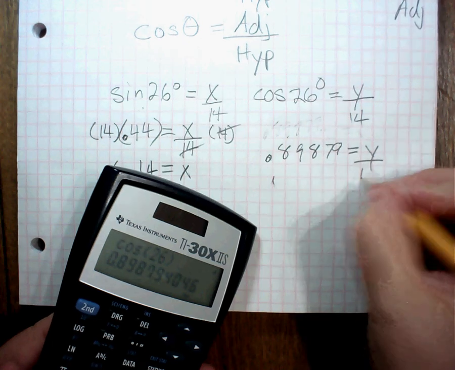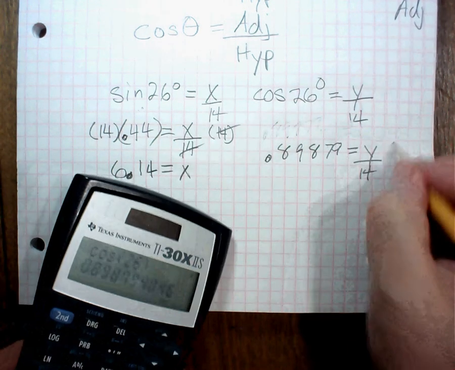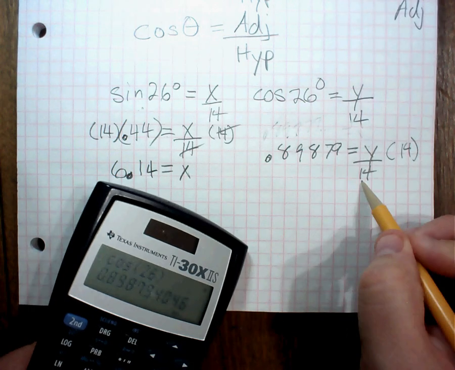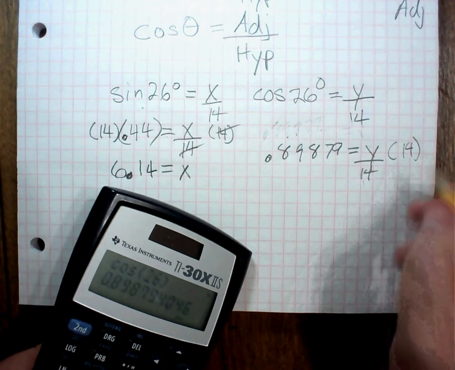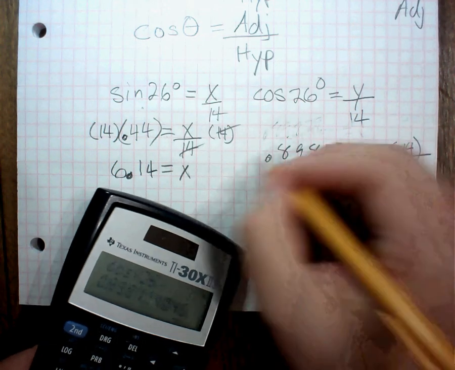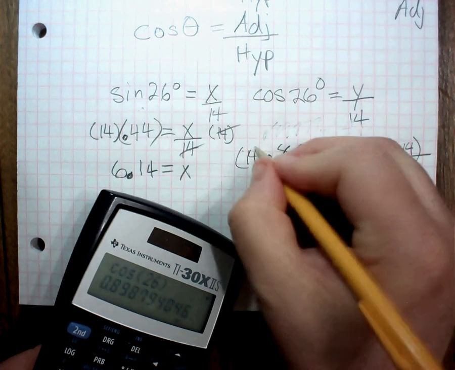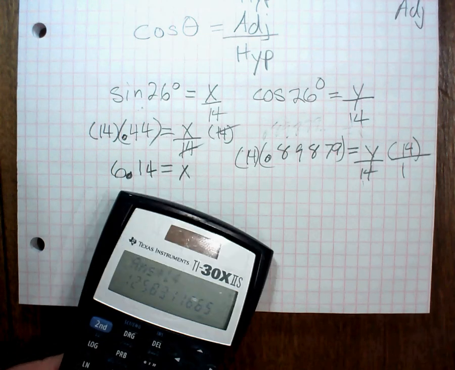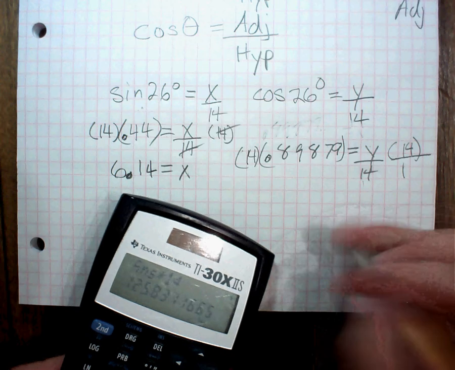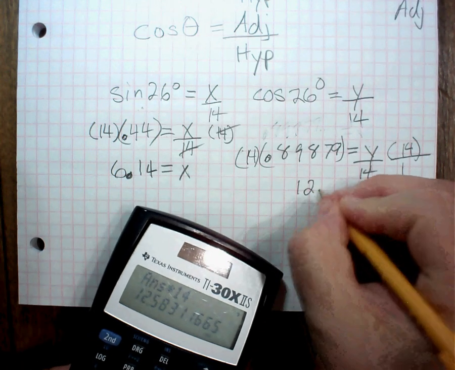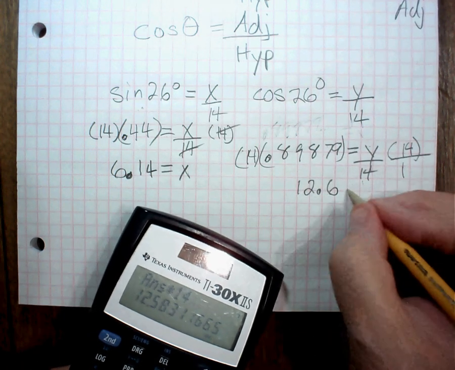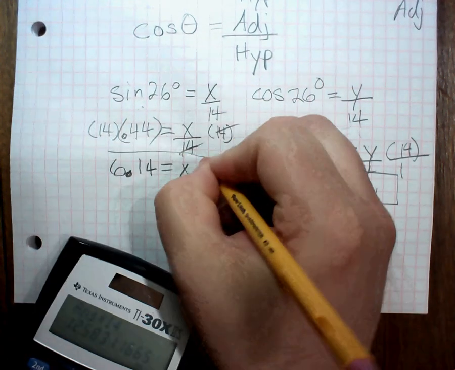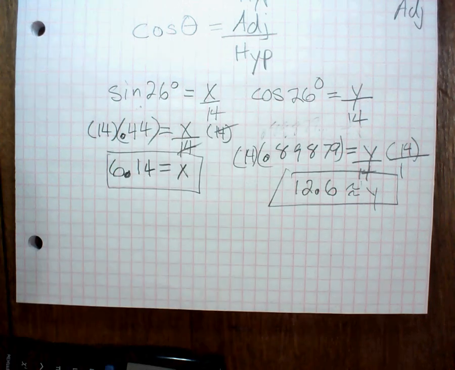Equals y over 14. Again, just like on the other problem, y is being divided by 14. To get rid of the 14, I do the opposite of divide, which is multiply. Whatever I do on one side, I have to do on the other. So I'm going to multiply this by 14, and I get 12.6 roughly. And those are my two answers.